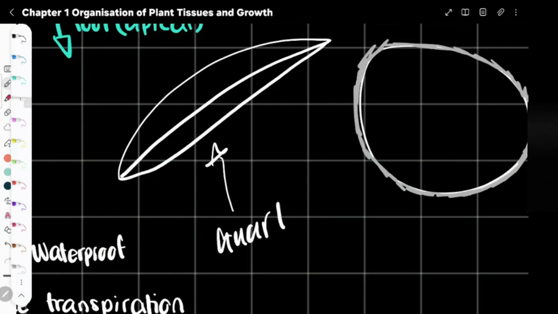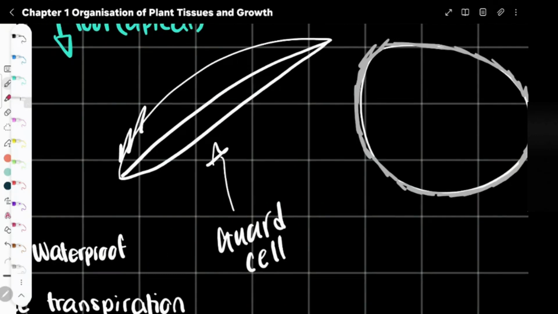Don't worry if you don't understand what a guard cell is, later I'm going to explain. But for now, you have to understand where they are located. The cuticle is located at the top. The guard cell is located at the bottom. So far you understand, right? We are learning the way they are structured.